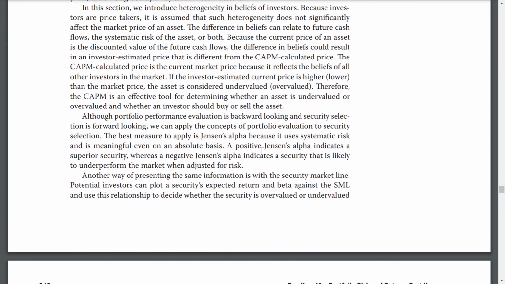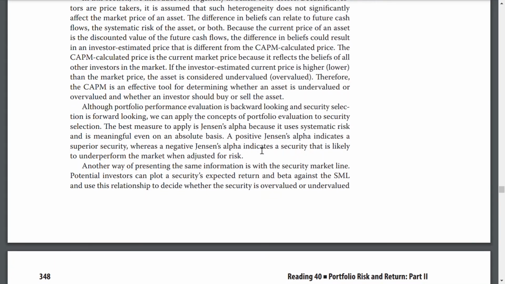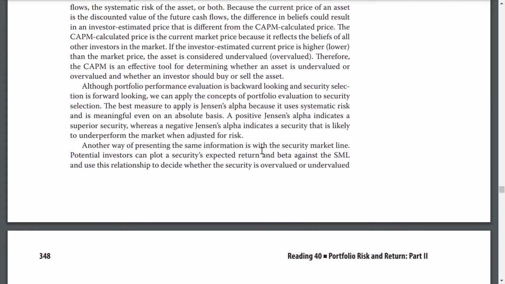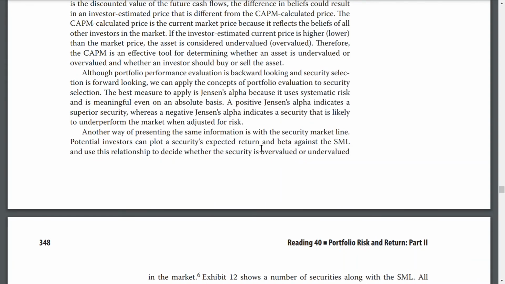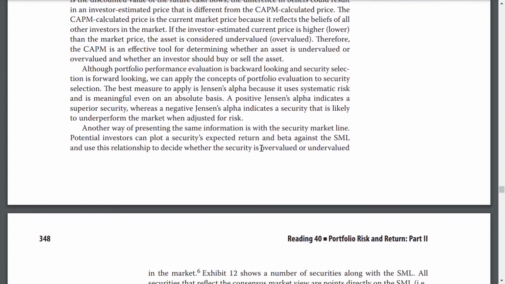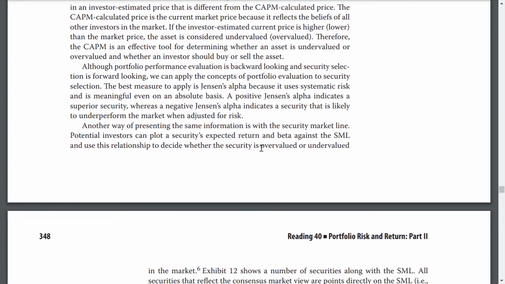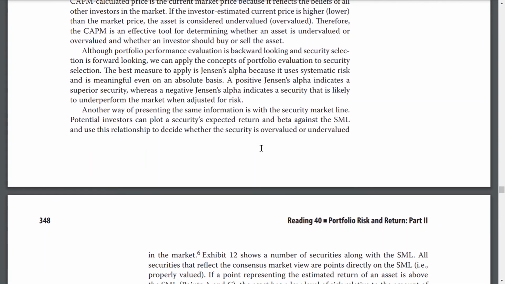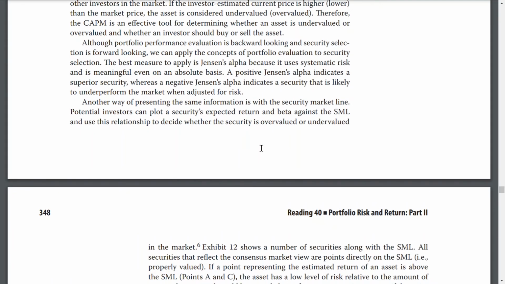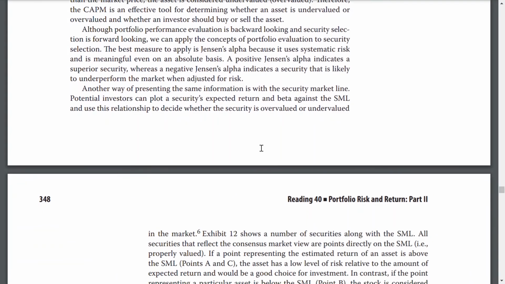The CAPM-calculated price is the current market price because it reflects the beliefs of all other investors in the market. If the investor estimates the current price is higher or lower than the market price, the asset is considered undervalued or overvalued. Therefore, the CAPM is an effective tool for determining whether an asset is undervalued or overvalued and whether an investor should buy or sell the asset.